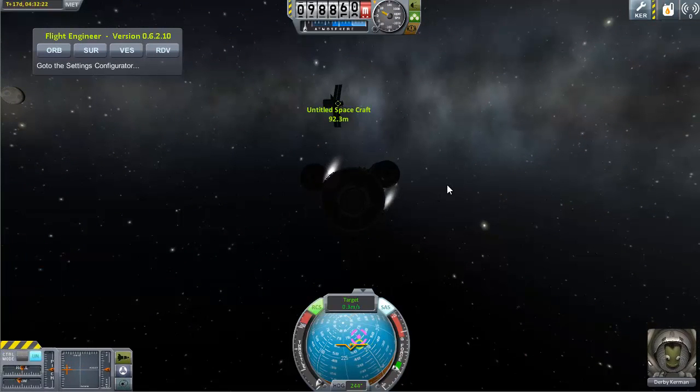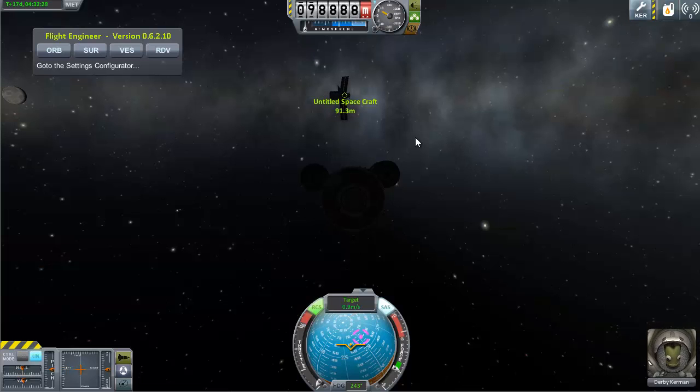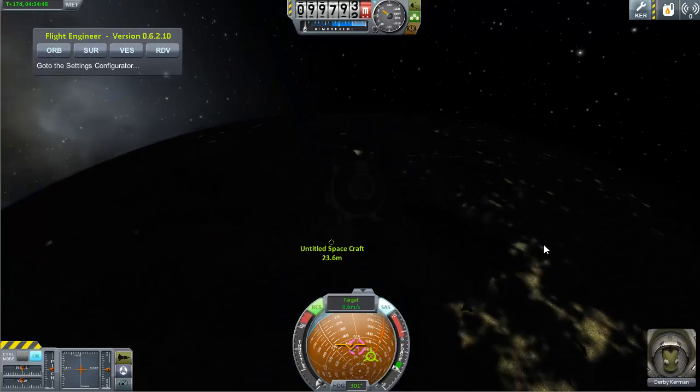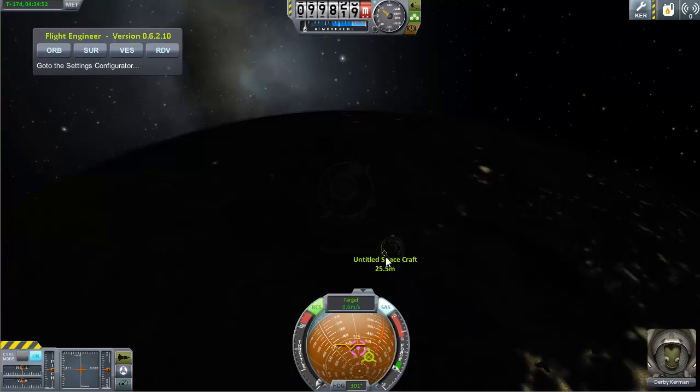I'm going to use my RCS. I do have a lot of RCS fuel, so I might as well use it up. I'm going to approach from this other direction. Oh boy, this is way too dark. I'm going to wait for the sunlight so I can actually see where I'm going. I really do not see anything right now.